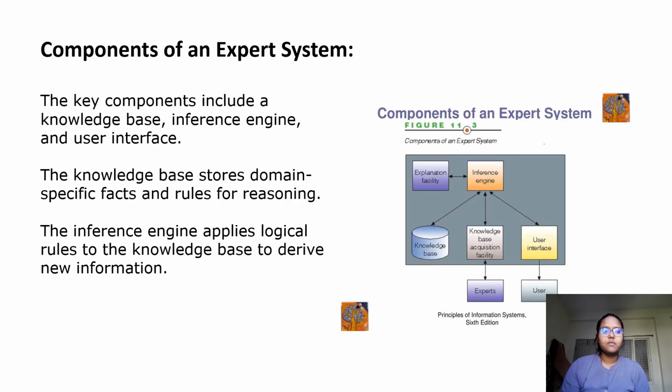Components of an expert system. The key components include the knowledge base, inference engine, and user interface. The knowledge base stores domain-specific facts and the rules for reasoning. The inference engine applies logical rules to the knowledge base to derive new information.